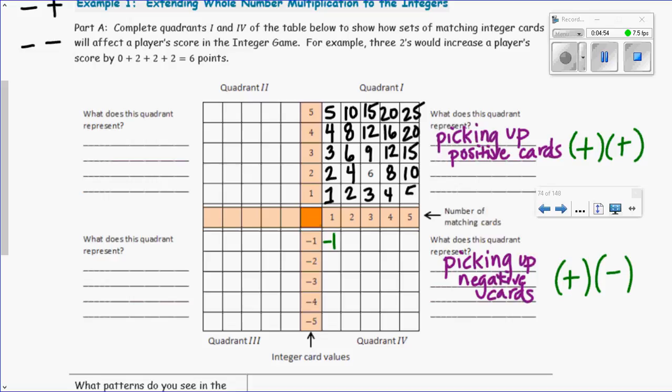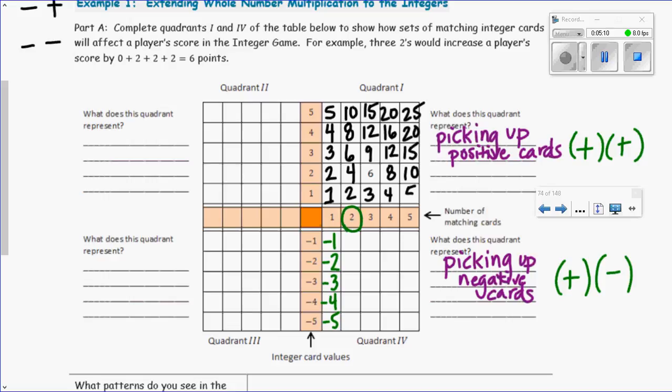1. And if I pick up a negative 2 card, my score goes down 2. And if I pick up a -3, if I pick up a -4, if I pick up a -5. So that's if I pick up one of those. Let's look at this next column. This one is going to be the one that kind of helps us understand.